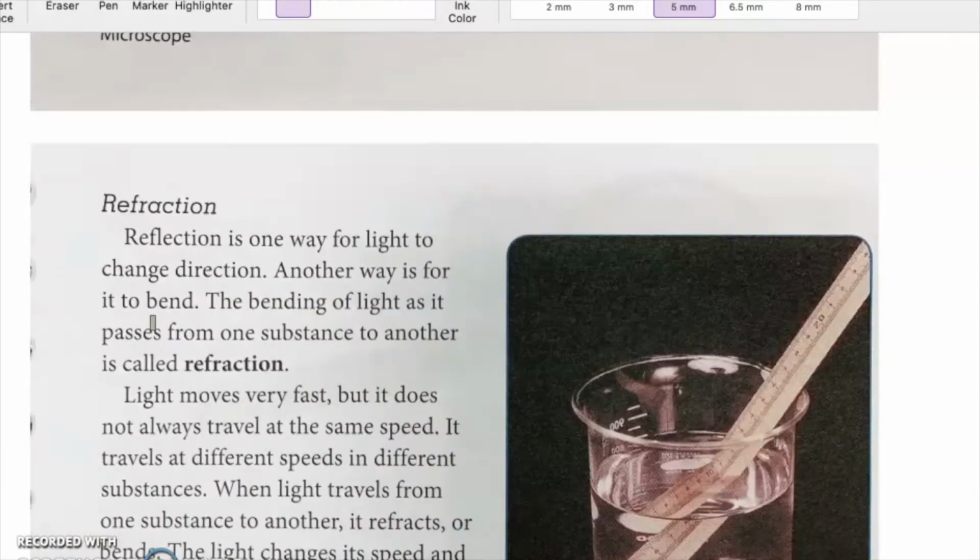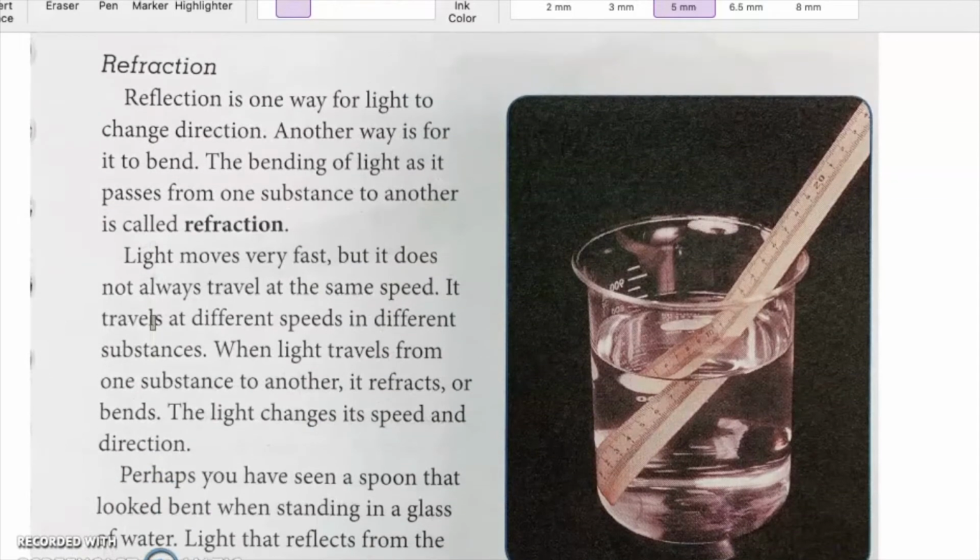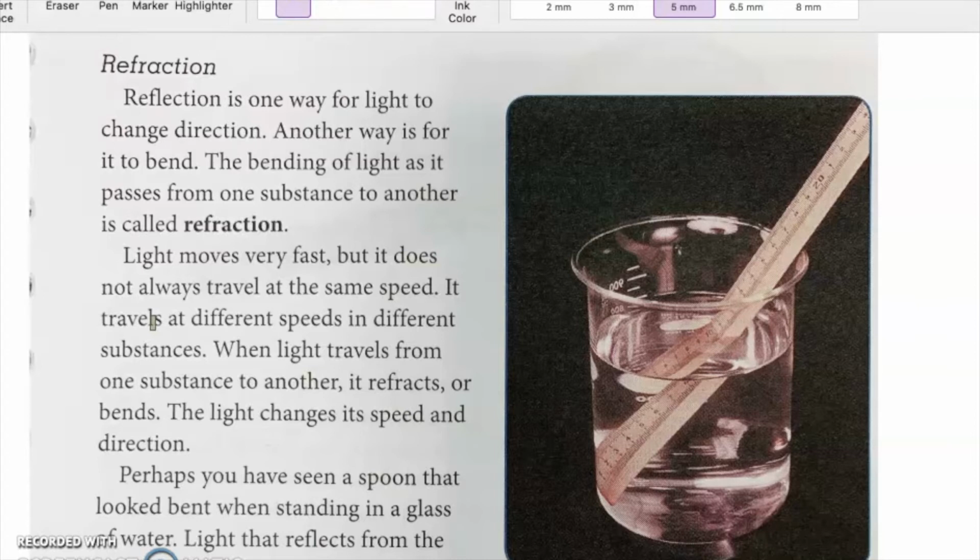Then let's talk about refraction. Refraction is one way for light to change direction. Another way is for it to bend. The bending of light as it passes from one substance to another is called refraction. I know right now you might find it hard, but I'm going to explain it later. So let's just read along together.